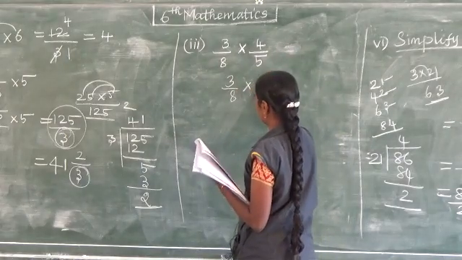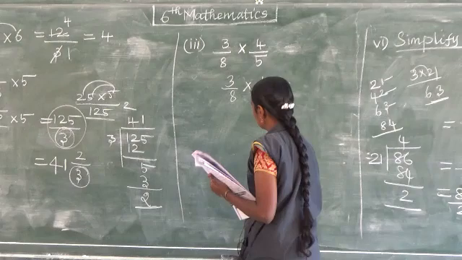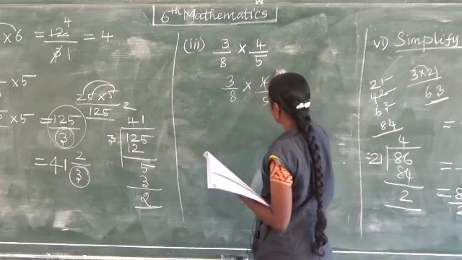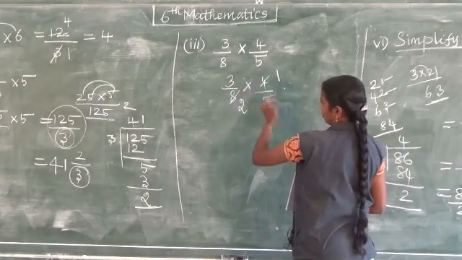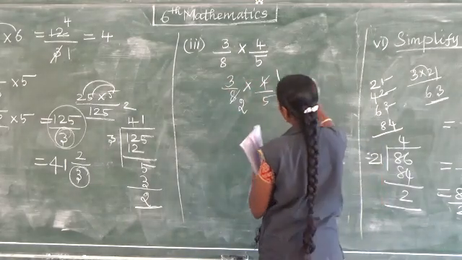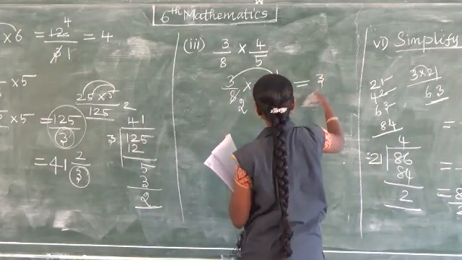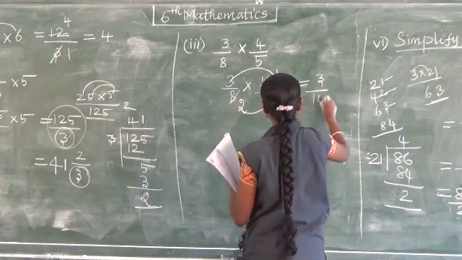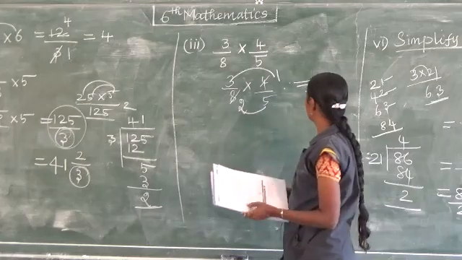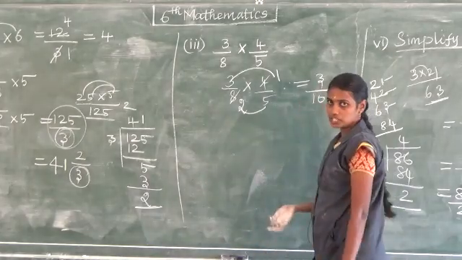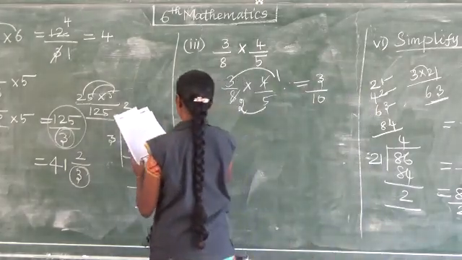Write the question once again. 4 table, 4 ones are 4, 4 twos are 8. Then 3 and 5 you cannot cancel, so just multiply and write. 3 ones are 3, 2 fives are 10. 3 by 10 is a proper fraction, so stop there. 3 and 10 we cannot cancel by any table. Then option 4.